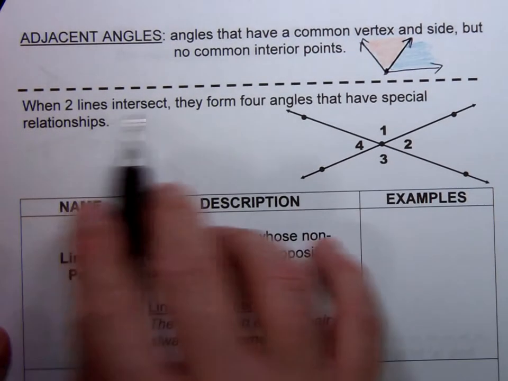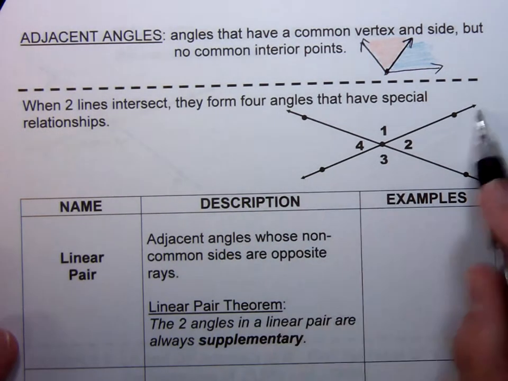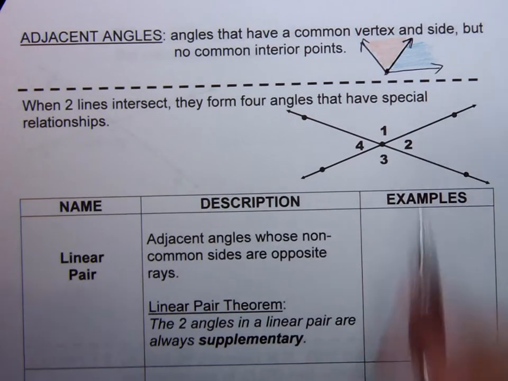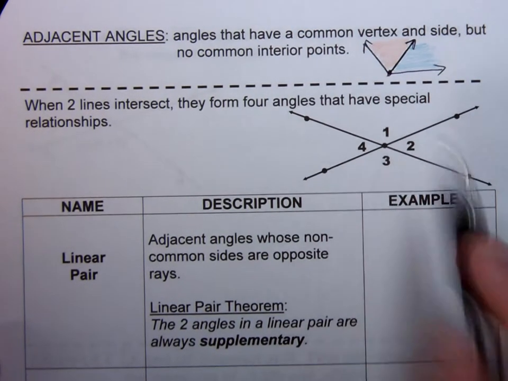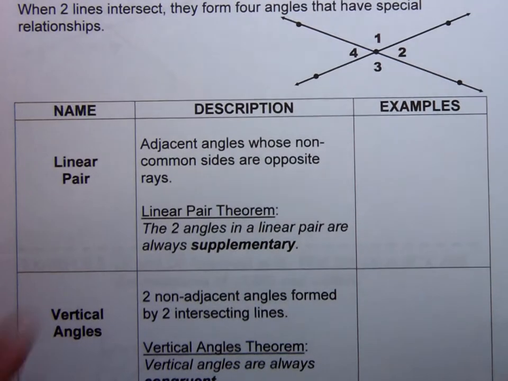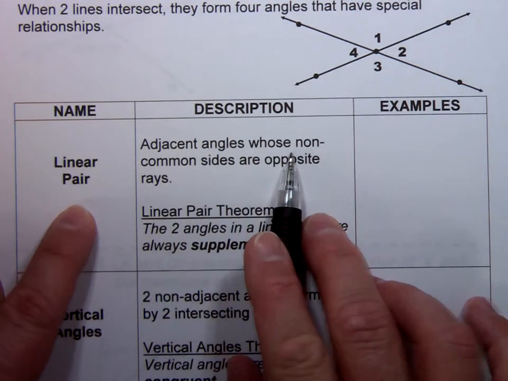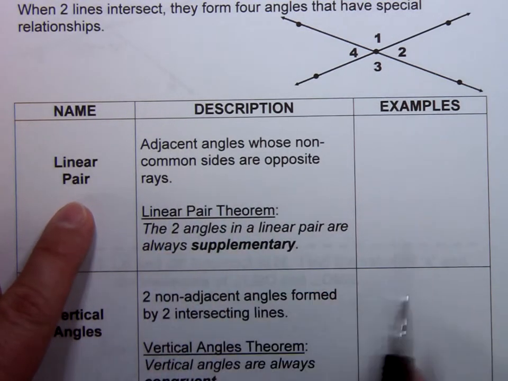Okay, when two lines intersect, they form four angles that have special relationships. So this is if you just got two straight lines intersecting each other. Notice it creates these four angles here. And we're going to learn about some angle pair relationships that are happening in these situations. Linear pairs are adjacent angles whose non-common sides are opposite rays.